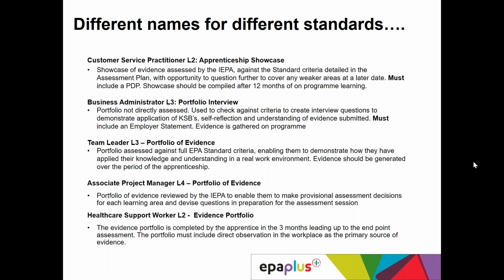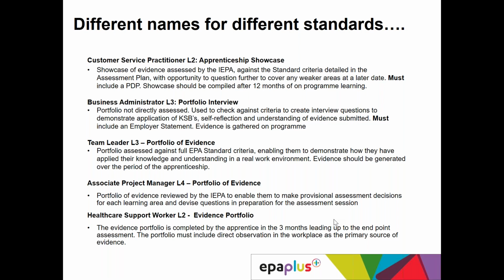Associate Project Manager Level 4, this is a new one out from NCFE. It's a portfolio of evidence reviewed by the EPA to help them make a provisional assessment decision for each learning area and devise questions in preparation for the assessment session. So that will go into the interview and professional discussion for the Level 4 assessment day.